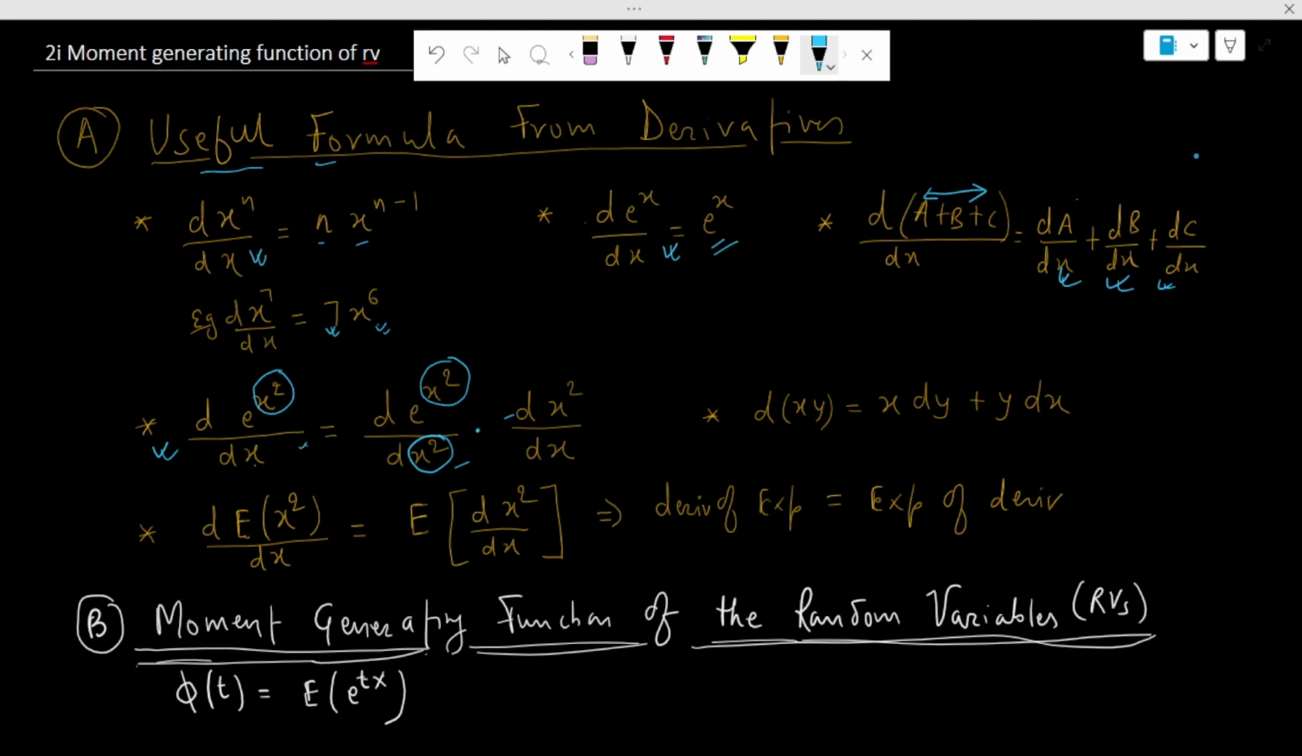And let us see our product rule. The change in the product of x and y is equal to x times the change in y plus y times the change in x.